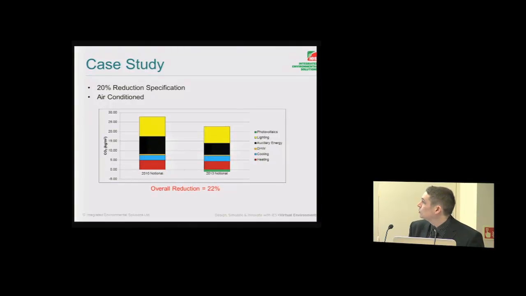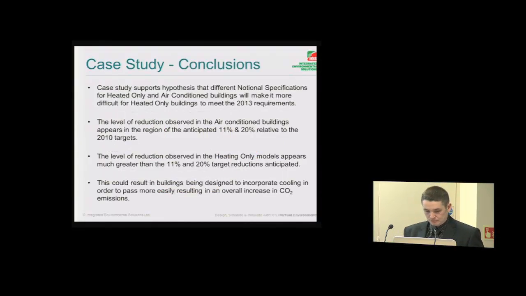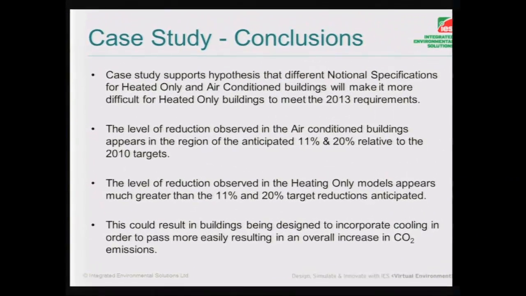And then lastly, we've got our 20% reduction specification for air-conditioned. So again, the same building, just with a different 2013 spec. And we're seeing a 22% reduction when we might have expected 20%. Again, very encouraging: I think the target emission rates that we'll see are broadly in line with the expected reductions.